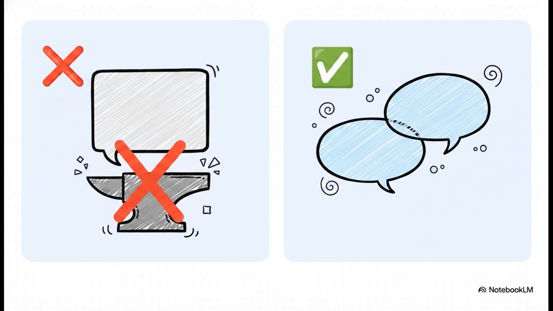Real people interrupt each other. They use non sequiturs. Write your dialogue so it actually sounds natural. And whatever you do, avoid using your characters as heavy-handed devices just to dump backstory onto the reader.